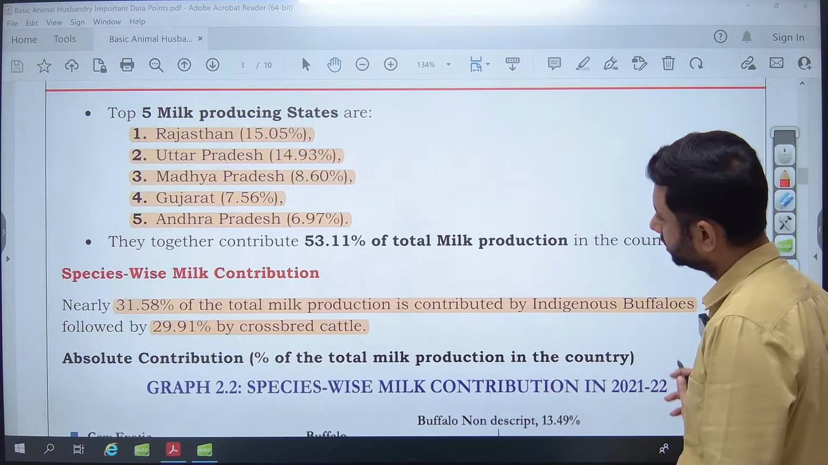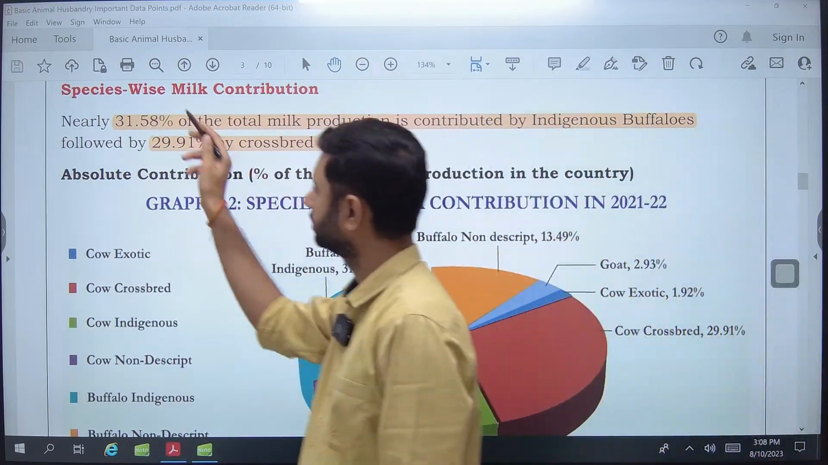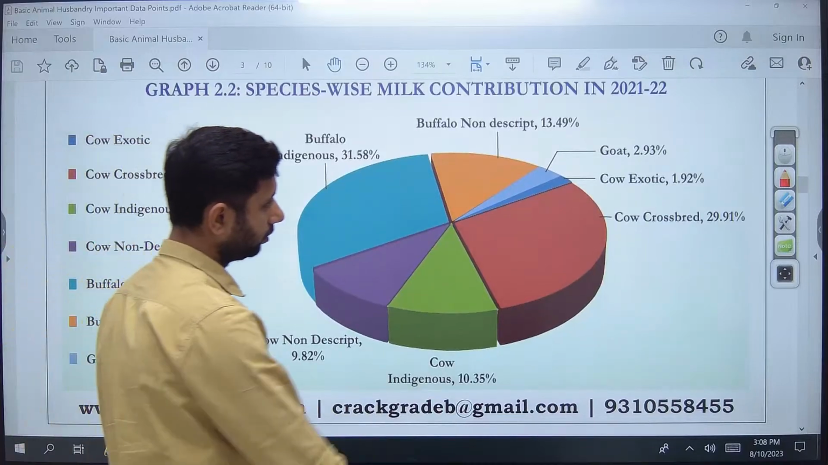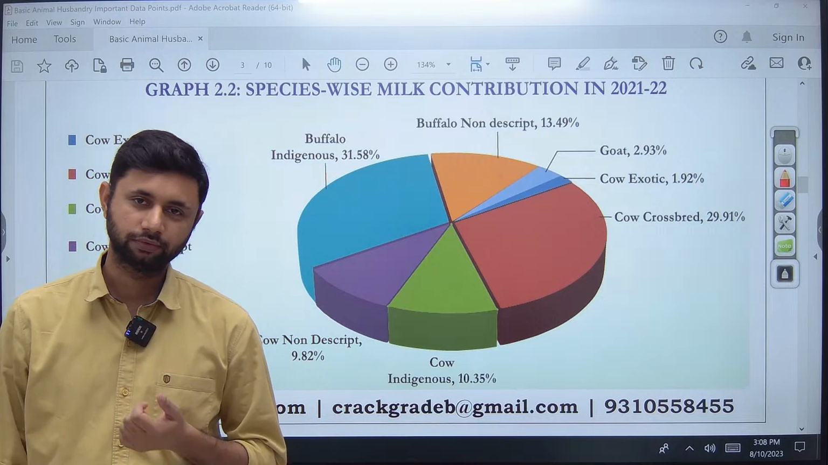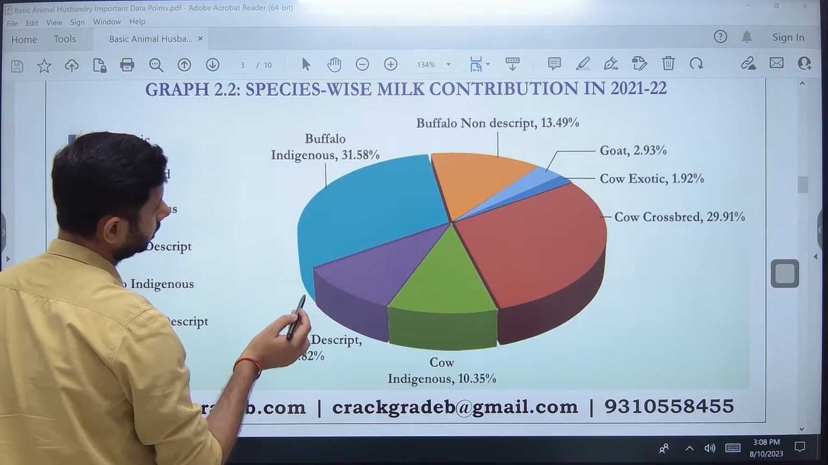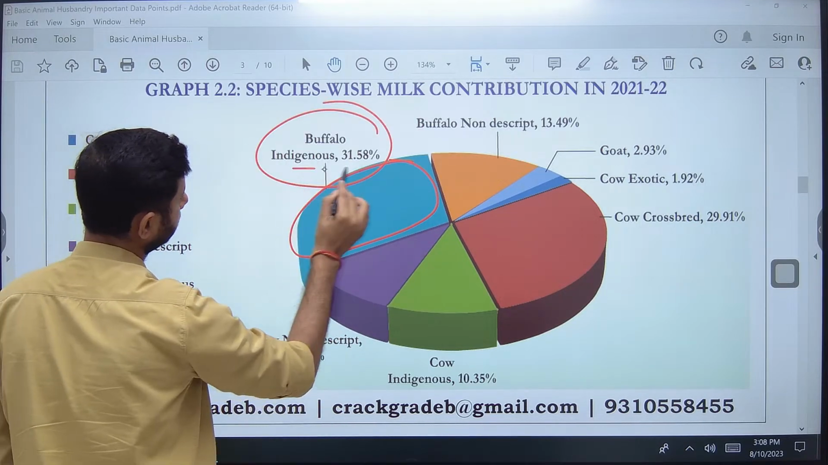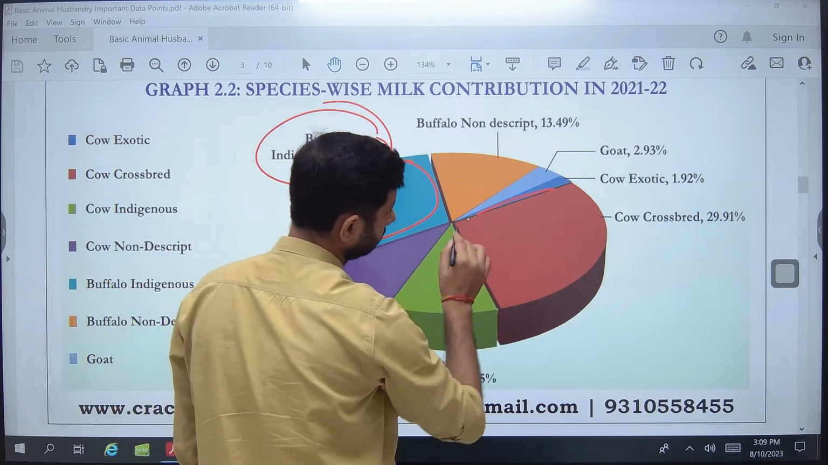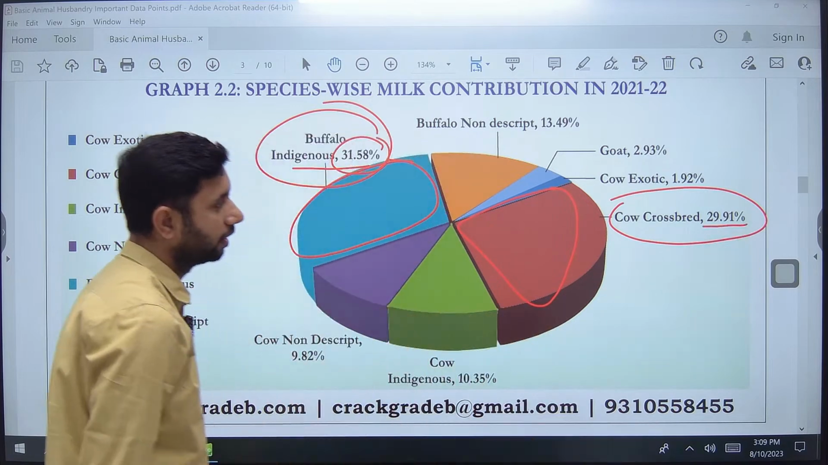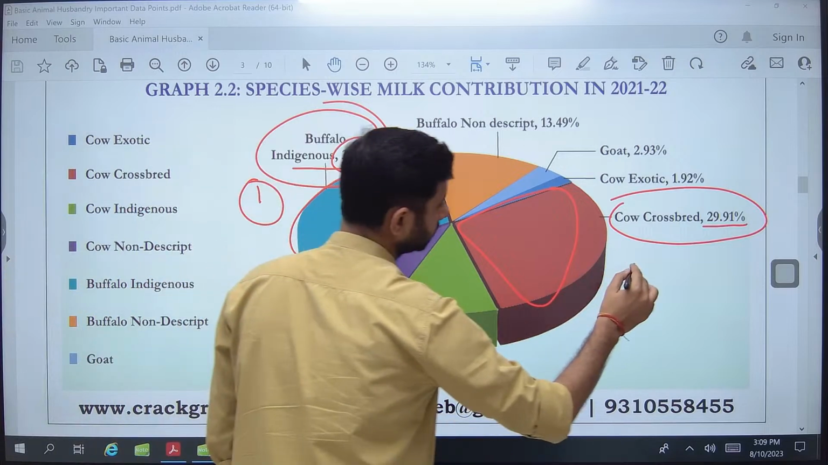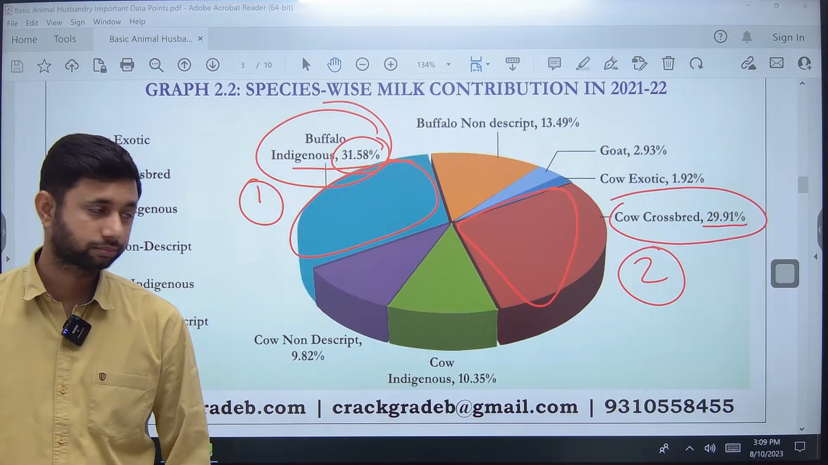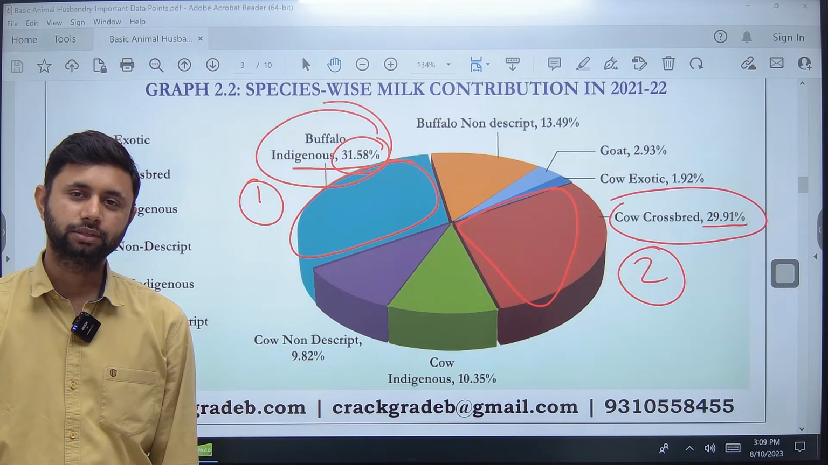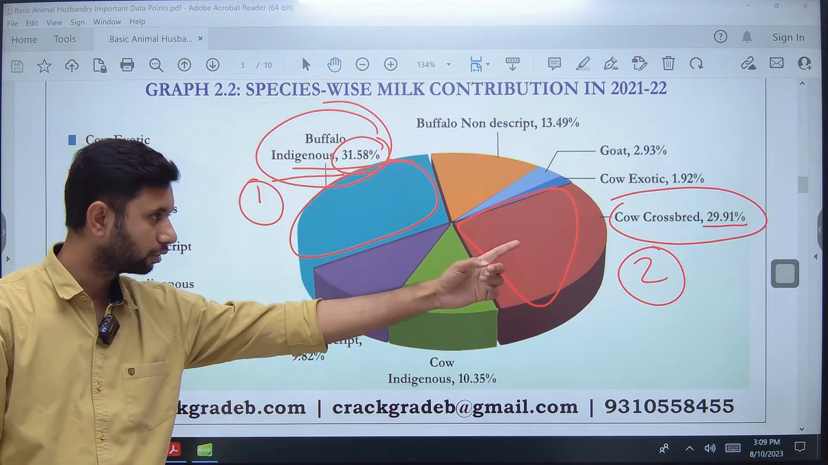so let's first see species wise milk contribution that we were discussing just now. So this is the graph. This is a pie chart which explains which cattle species or which buffalo species contributed to the most for milk production of our country. So as you can see, this portion is the biggest one. So buffalo indigenous contributed the highest in terms of milk production, that is 31.58%. Okay, and then cow crossbred 29.91%. So whenever you're learning about some rankings, learn the first two categories, because usually IBPS right now is asking about the second top producing or second top contributing breeds. Okay, so buffalo indigenous is the top, cow crossbred is the second one.